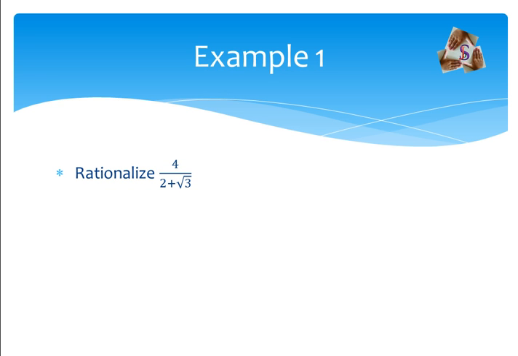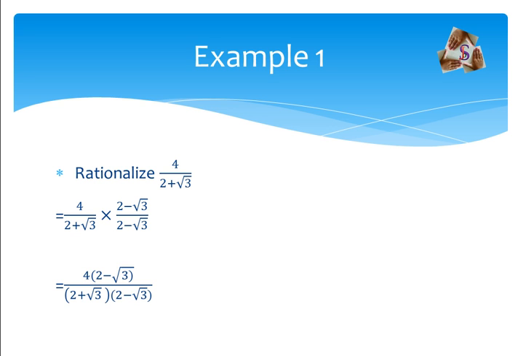Rationalize 4 by 2 plus root 3. There are two terms in my denominator. So my step 1 is to multiply the numerator and denominator by the conjugate. The conjugate of 2 plus root 3 is 2 minus root 3. So I multiply and divide by 2 minus root 3.